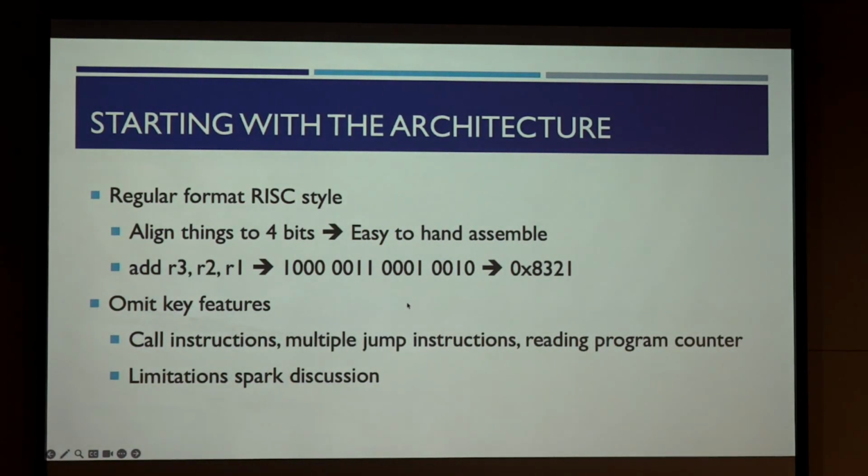For example, aligning things to 4 bits, it's very easy to convert between binary representation and hexadecimal representation in 4-bit chunks. So all the opcodes of the instruction are 4 bits long. All the registers are aligned to 4 bits in the instruction, those sort of things. And I've omitted some really key features like call instructions to enable function calls. There's 1 jump if not 0 instruction. No ability to read where the program's at. But I think these limitations actually sparked a lot of interesting discussion, and I'll loop back to that later.